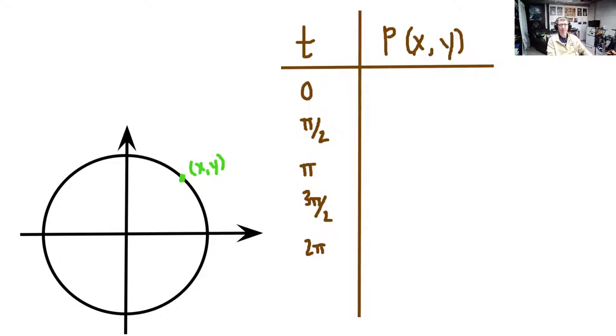And remember that we always start here and we go this far around the unit circle, whatever that length is. So this is t. And I'm asking you for the x and the y coordinates for all of these points. Go ahead and list them off.